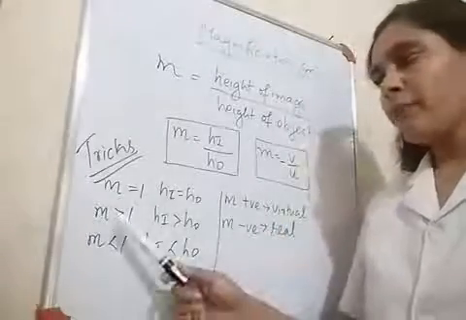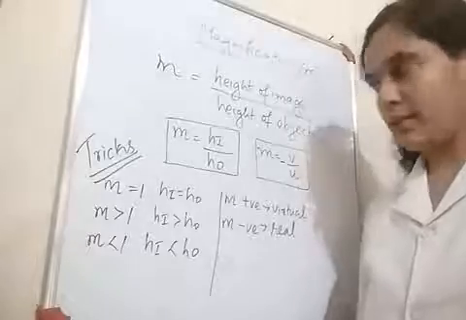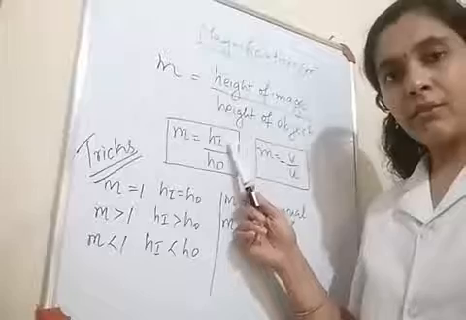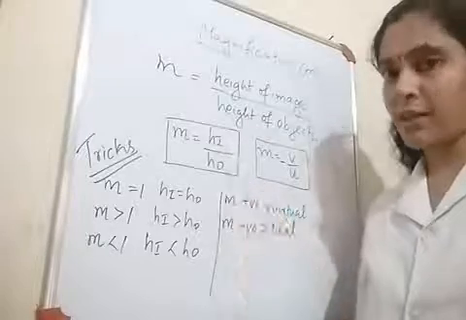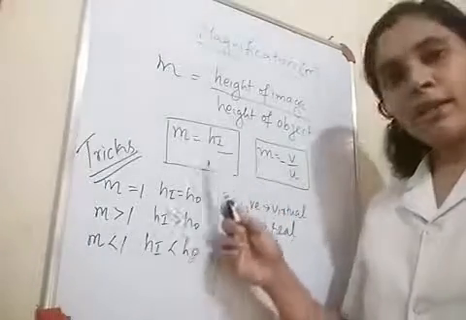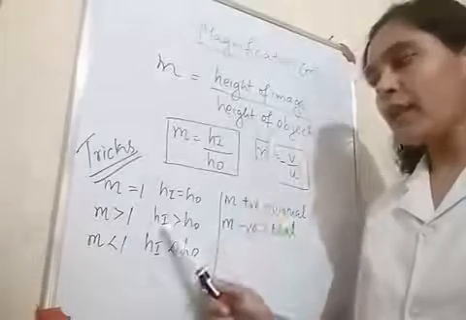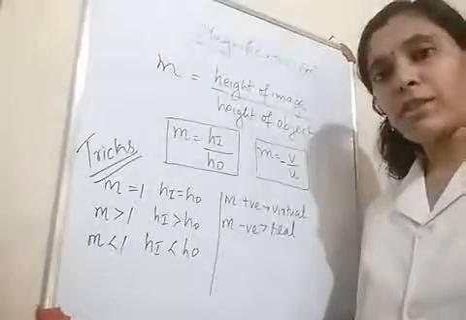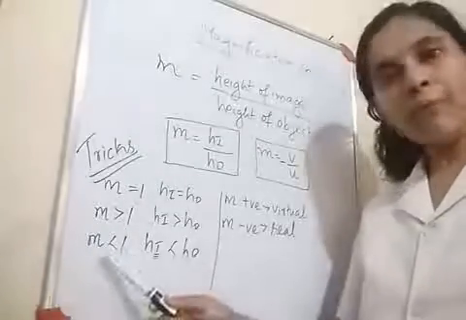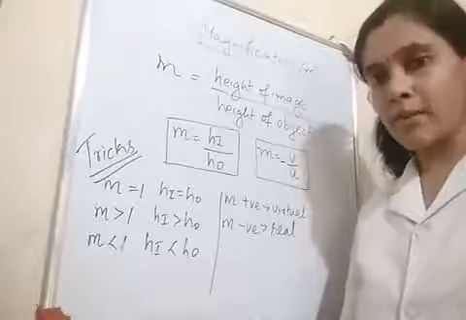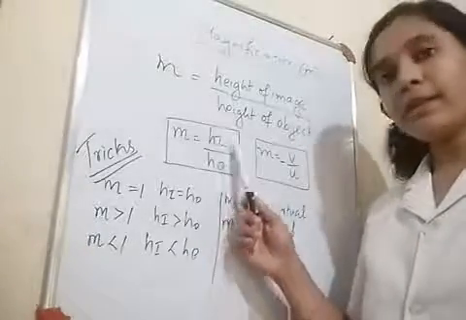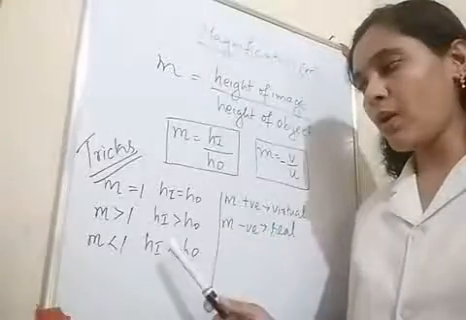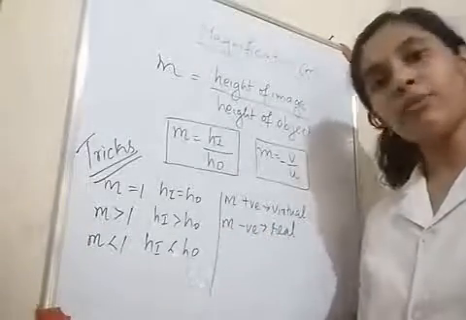And if magnification is greater than 1, that means the numerator must be greater than the denominator. Then only the ratio will be greater than 1. So height of image is greater than height of object if magnification is greater than 1. And if magnification is less than 1, that means the numerator is less than the denominator. Then only the ratio will be less than 1. So height of image is less than height of object.